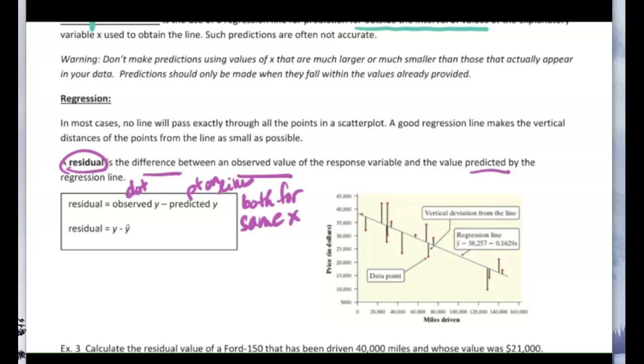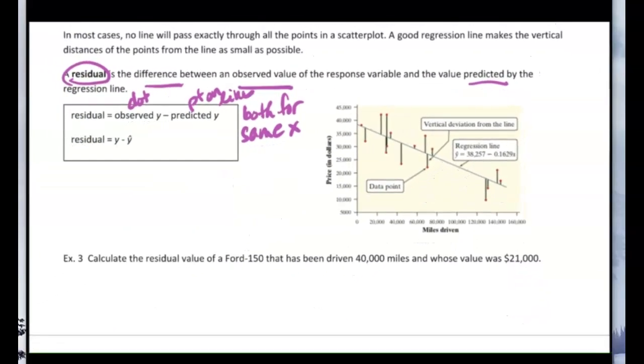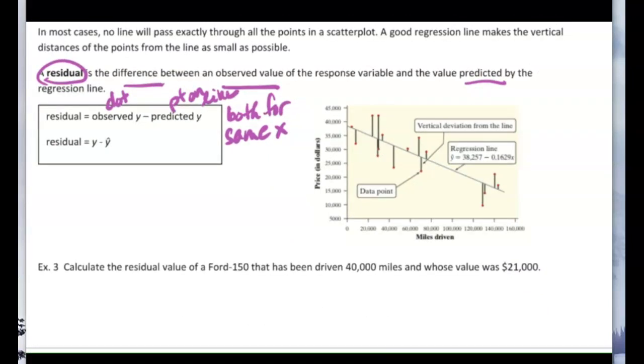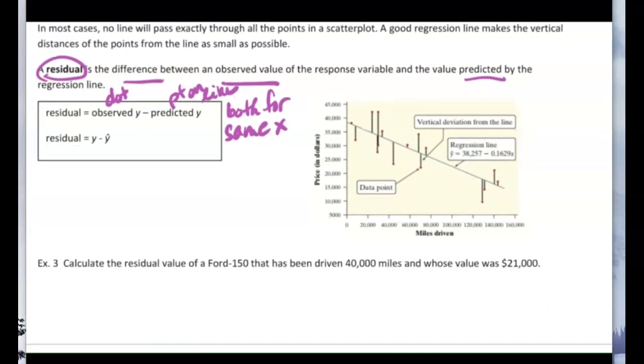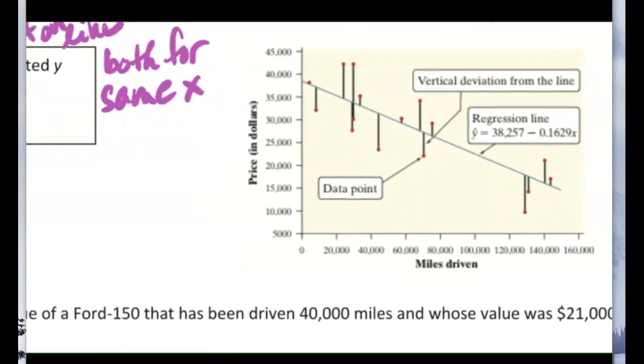So let's take a look at a few of these points. In example 3, they want us to calculate the residual value for a Ford 150 that's been driven 40,000 miles and whose value is $21,000. So we're going to look for 40,000. It's like right here.